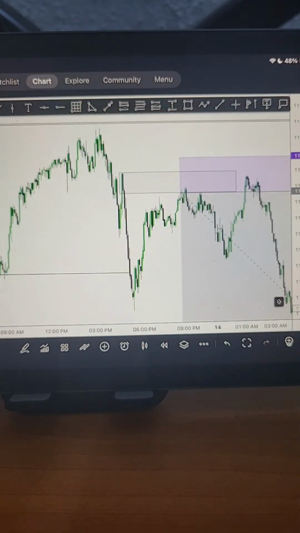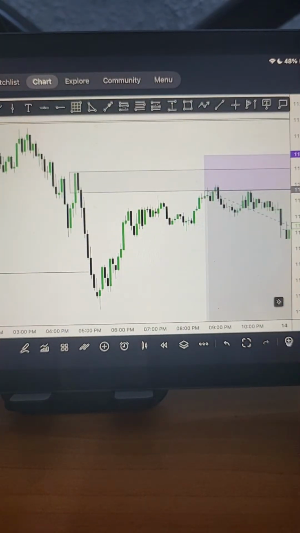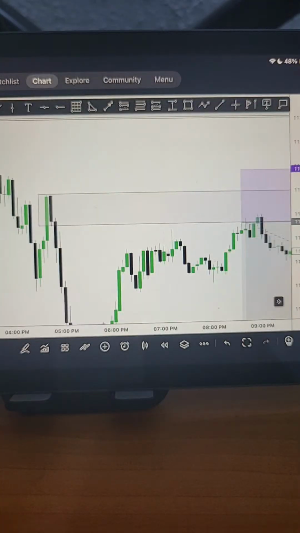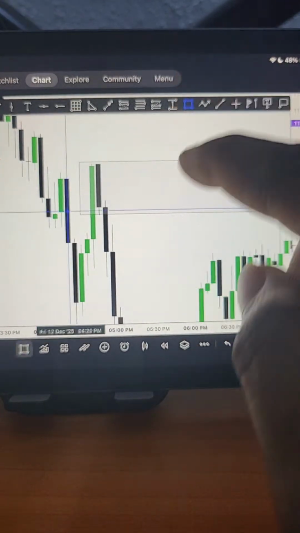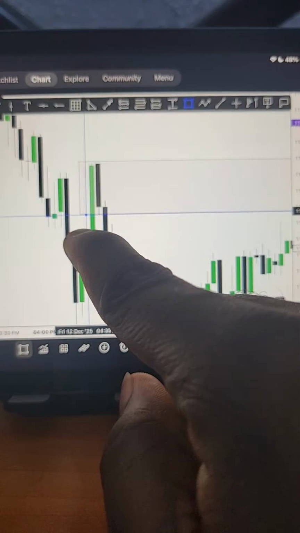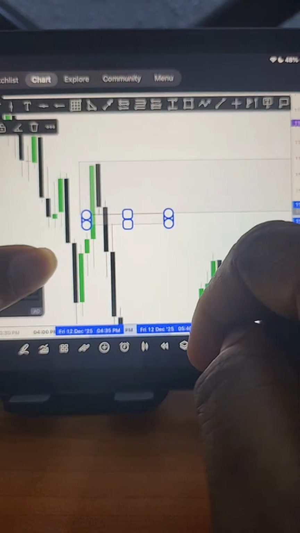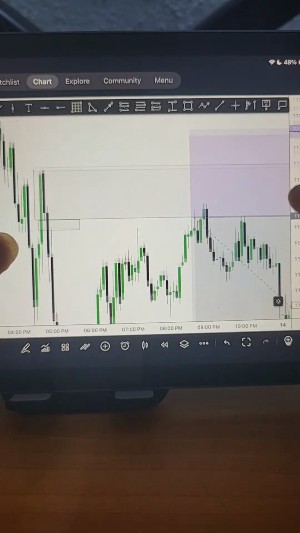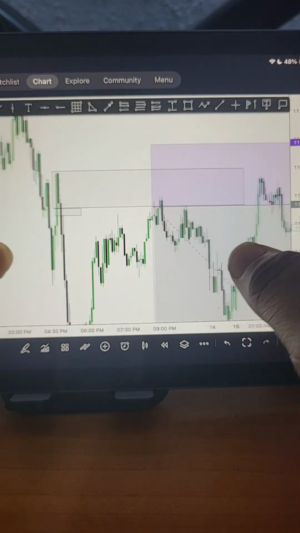So what I want to do is mark out where I want to enter this trade from. And why I marked out this zone is because this is my order block, and if you check closely in this order block here, you'll see that there's a fair value gap sitting right there from here to here. So whenever my order block has a fair value gap, I always have more confidence in that order block.